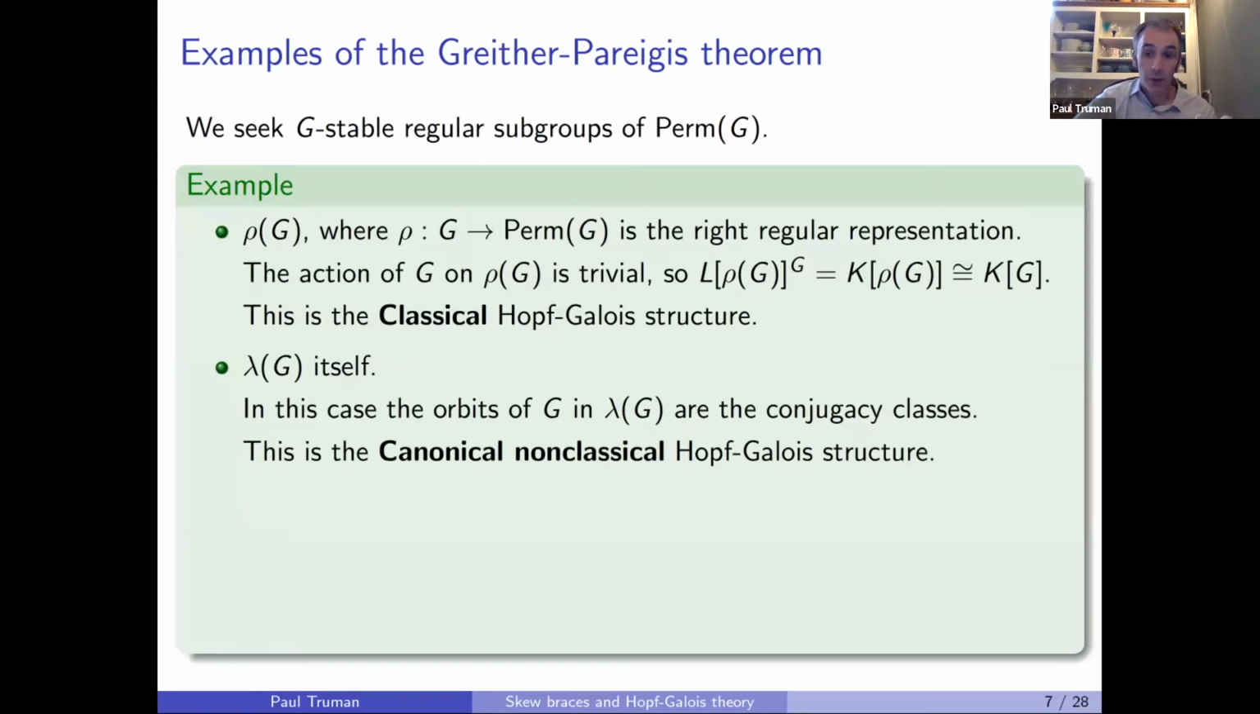The Hopf algebra you do get has been called the canonical non-classical Hopf-Galois structure, or the standard non-classical Hopf-Galois structure. Whenever G is non-abelian, this thing is available.